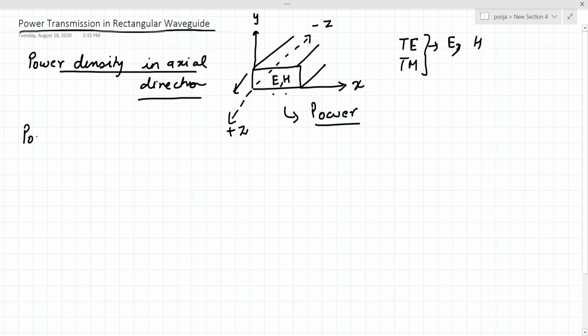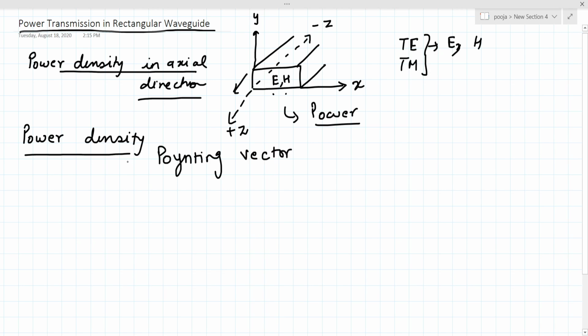So in general, what is power density? First we'll see what is power density and then we'll see what is axial direction of that power density. In your earlier course, you might have studied about Poynting theorem. Through Poynting theorem, we used to measure the Poynting vector, which is actually the power density. It is denoted by S is equal to E cross H conjugate. The average power density is measured as 1 by 2 real part of E cross H conjugate. This is the power density.